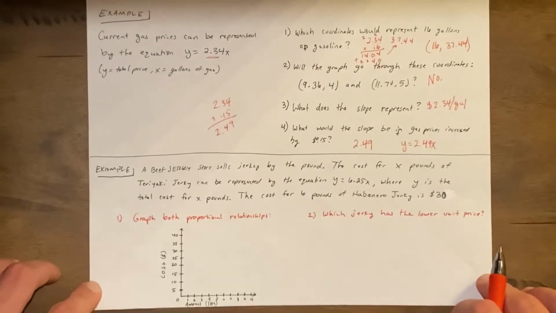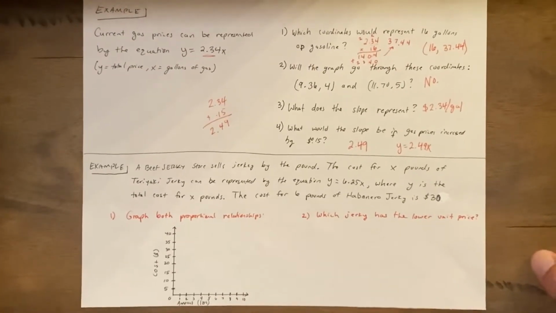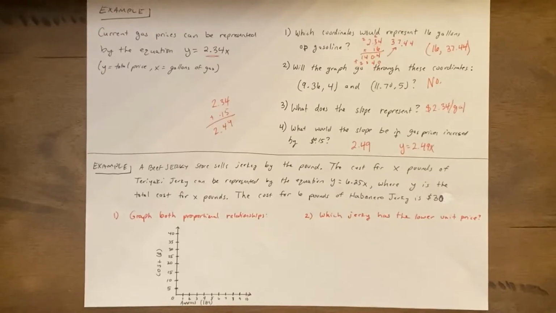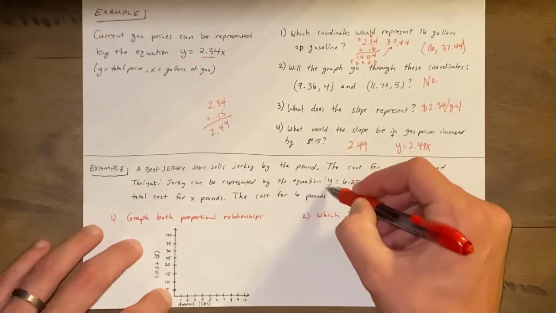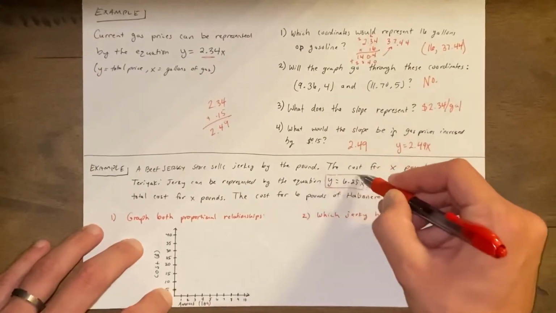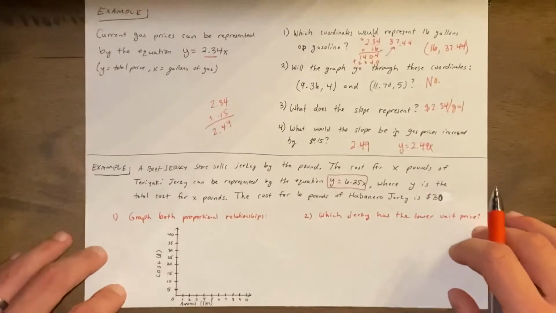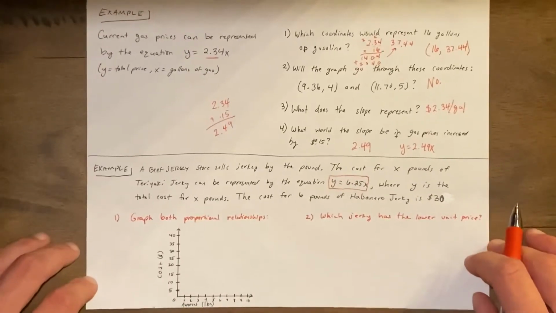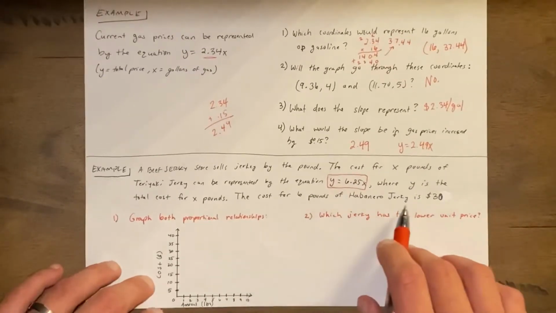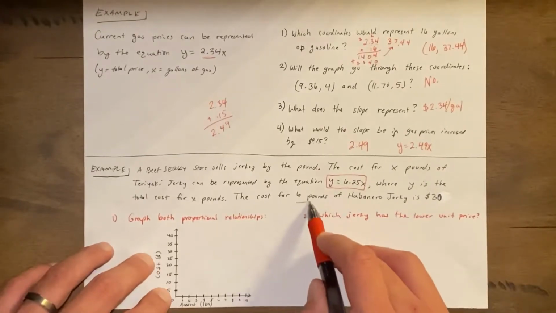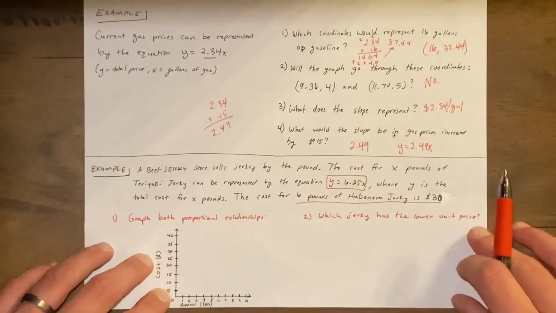All right, last example we're going to look at. It says a beef jerky store sells jerky by the pound. The cost for x pounds of teriyaki jerky can be represented by the equation y equals 6.25x. So I know that's going to be important. Where y is the total cost for x number of pounds. The cost for 6 pounds of habanero jerky is $30. Once again, that will be important. Okay.